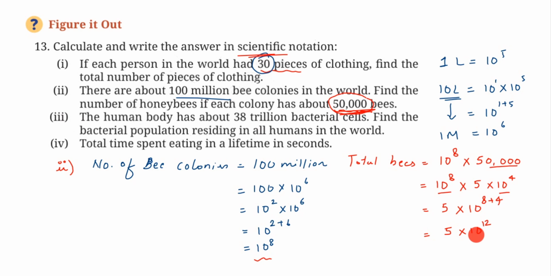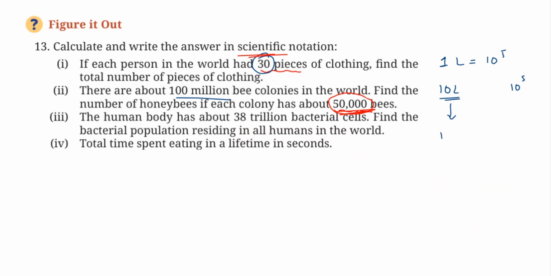The third question is, the human body has about 38 trillion bacterial cells. Find the bacterial population residing in all humans in the world. So again, it's the whole world. So let me erase this part. This is the third question. So trillion, they're saying trillion. Trillion will have 12 zeros. So 38 trillion means 38 times 10 to the power 12.